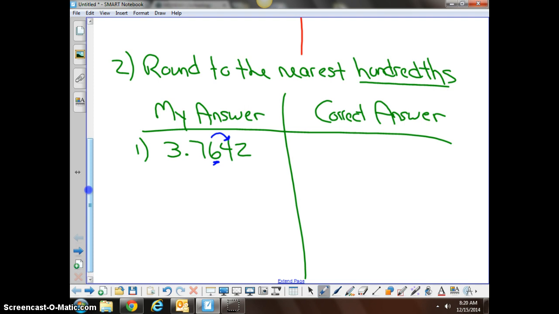Again, 5 or greater, you move the number up 1. 4 or less, you keep the number the same. So in this case, the 6 is going to stay the same. So your answer is 3 and 76 hundredths. No need to do anything else besides just write the final answer. If you get it incorrect, you would redo your work over here on the right side where it says My Answer.